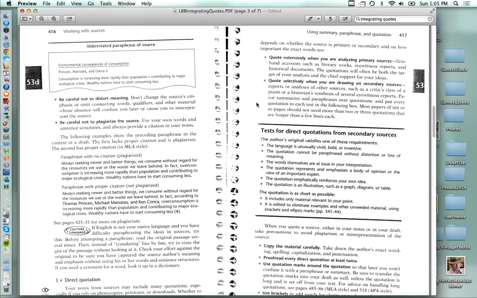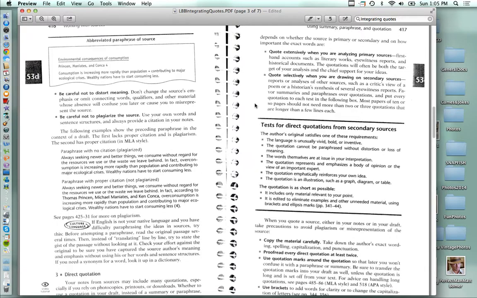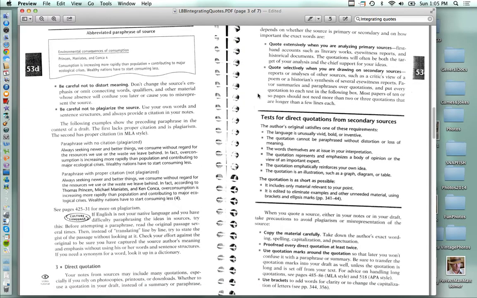Most papers of 10 or so pages should not need more than 2 or 3 quotations that are longer than a few lines each. So if you have a direct quotation that's only 3 lines, you can integrate it into your paragraph. If it's more than that, you need to do a block quotation, and you should look up how to do block quotations, how to format those.